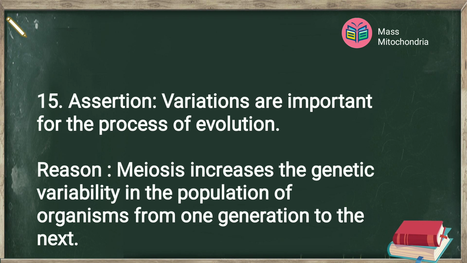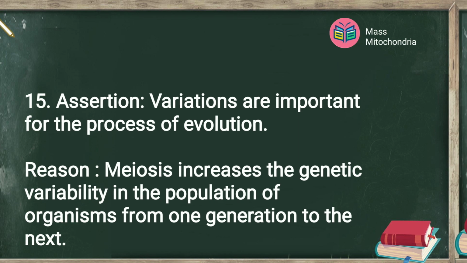Question number 15. Assertion: variations are important for the process of evolution. Reason: meiosis increases genetic variability in the population of organisms from one generation to the next generation. Option B is the right answer. That is, assertion and reason both are correct, but the reason is not the correct explanation for this assertion.